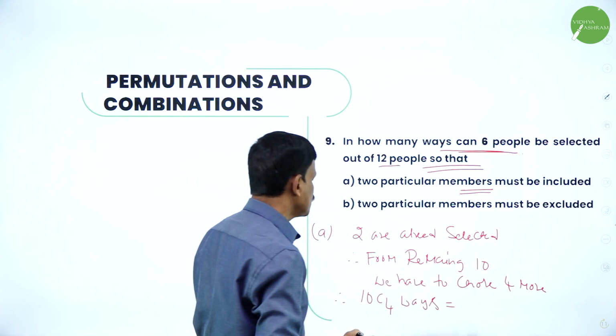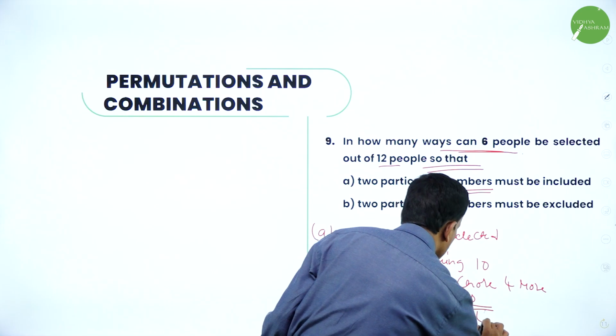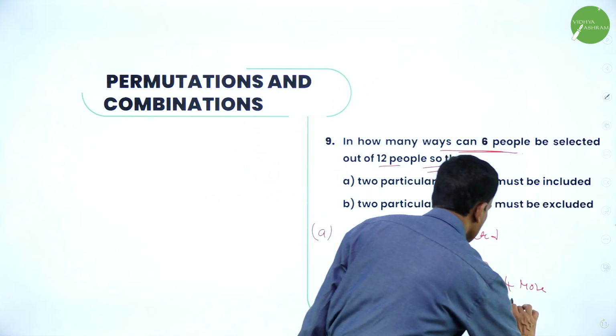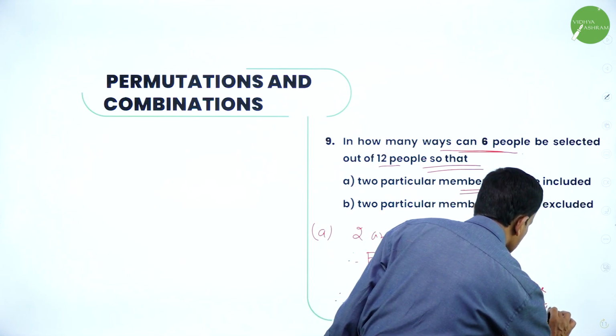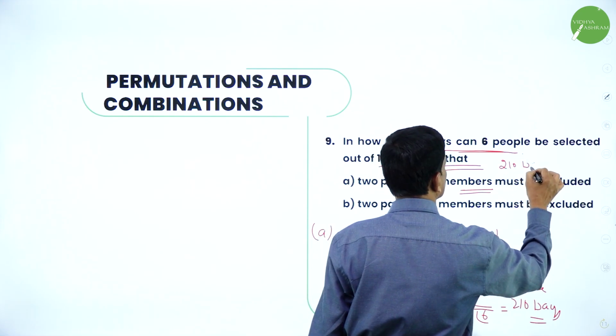What is this equal to? The value of 10C4 is factorial 10 divided by factorial 4 into (10 minus 4) factorial, which is factorial 6. This is equal to 210 ways. So the first one is 210 ways.